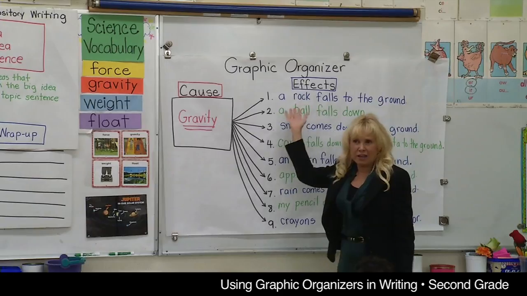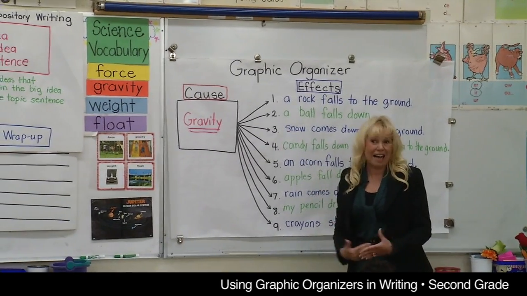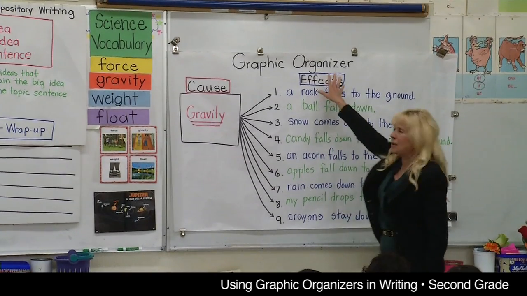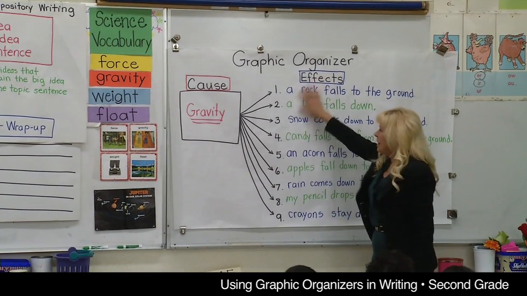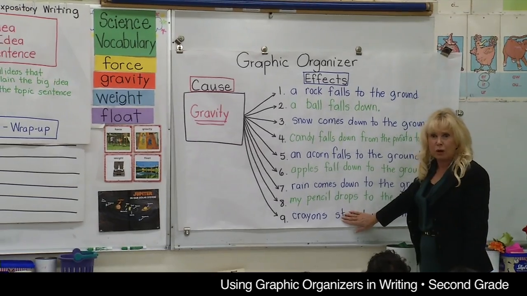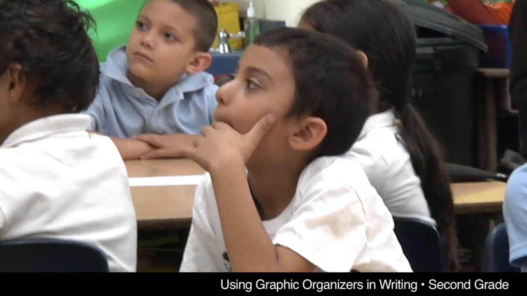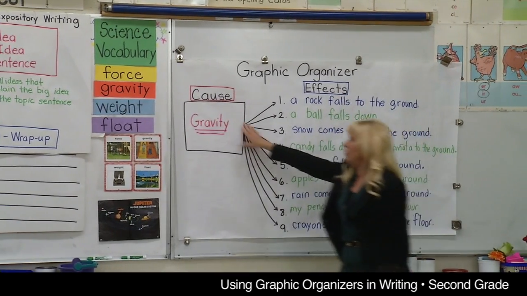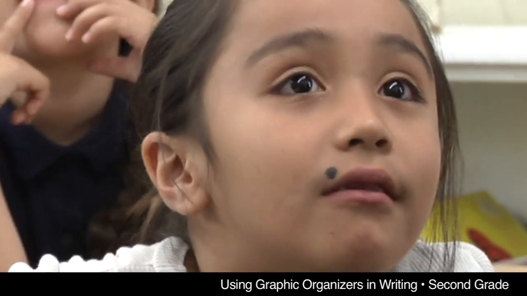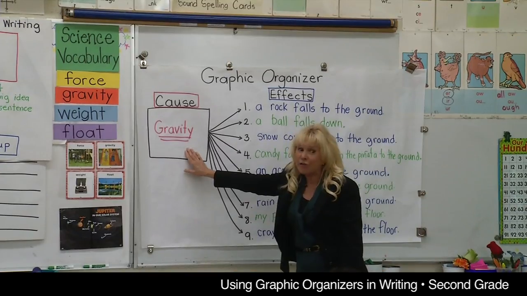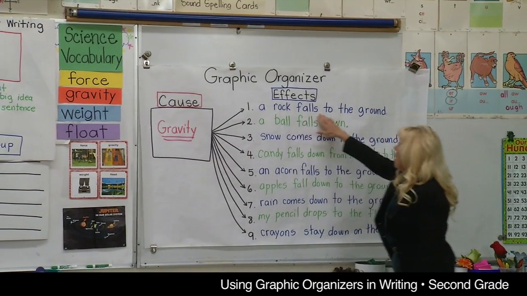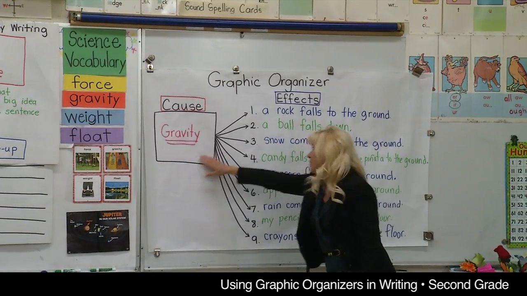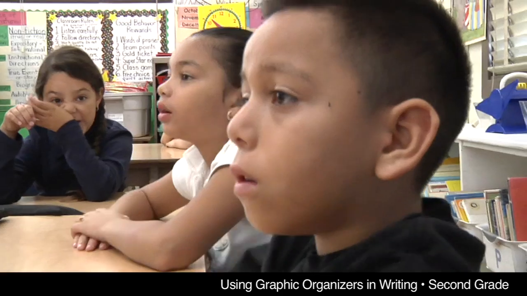A graphic organizer helps us organize our ideas for writing. It's kind of like a plan to help us think about what we're going to write about. This is going to help us later today when we do our writing. Yesterday we talked about cause and effect. All right, and we learned that gravity was the cause of many things. Because of gravity, a rock falls to the ground. Or because of gravity, a ball falls down.